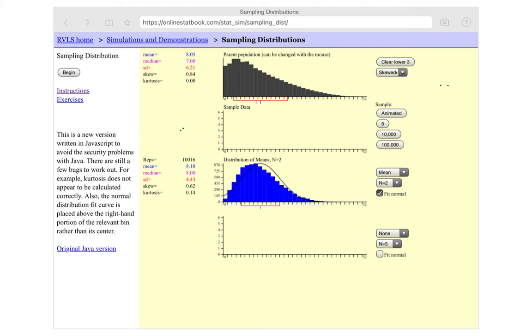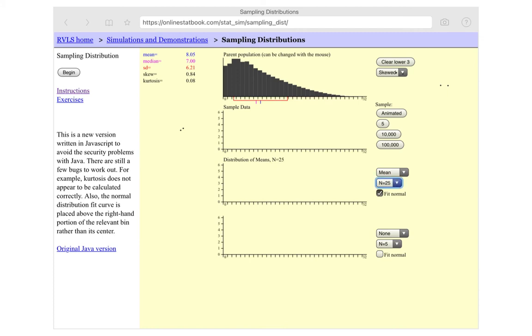So I have that normal curve still fitted there, and you can see that we have fewer points, so it doesn't look as normal. It still is taking on more of the shape of the original population distribution. What happens if we change this so that we have more sample points? So let's change it from 2, let's go to 25.